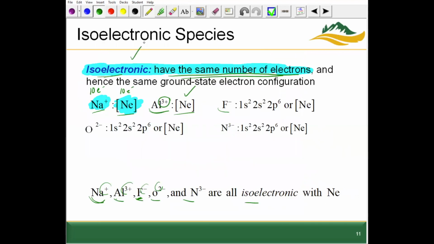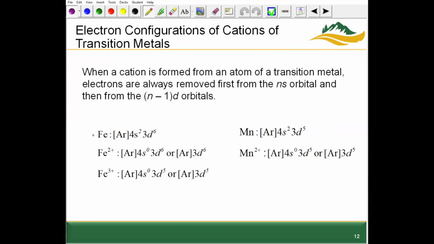So isoelectronic, they all have the exact same number of electrons. With that, that leads to them all having the same ground state electron configuration as well. Then our transition metals get a little bit more unique, but let's talk about those forming cations.